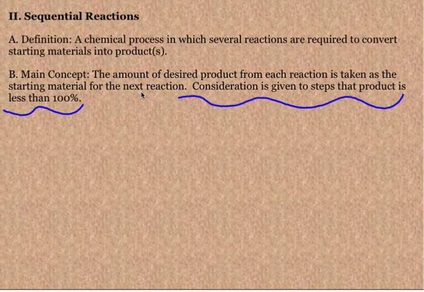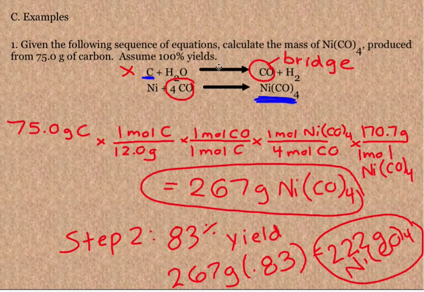So basically what you have to realize is that each reaction you're doing, there's a desired product that you're making, and you're taking that product and putting it in the next reaction. You do have to take into account if things aren't 100%. So each reaction would have its own percent yield, and you would have to take that into account. So we're going to look at two examples, one where you're going forward, one where you're going backwards, and that's it for sequential.